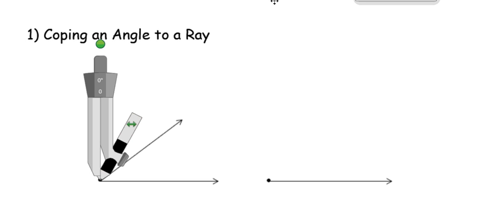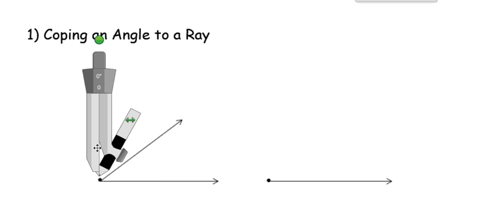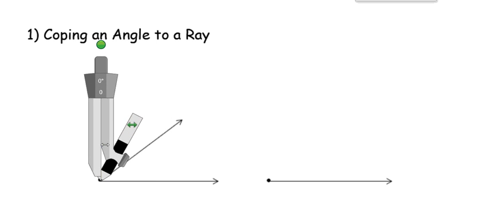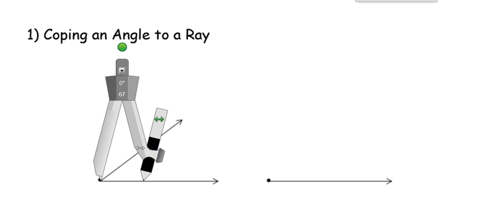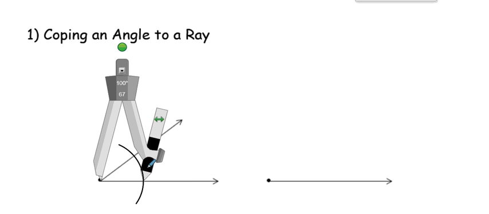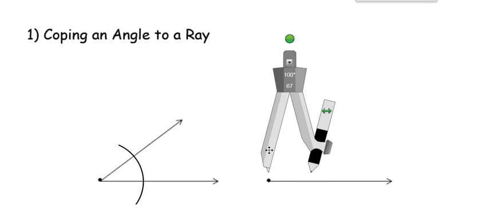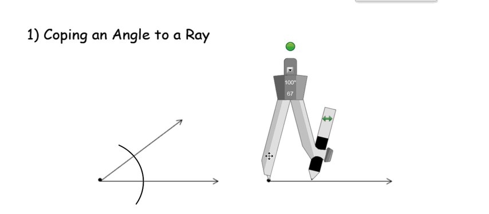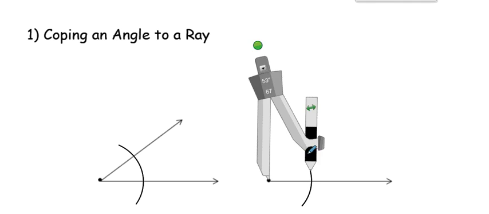For the first construction, we are going to review how to copy an angle to a ray. First, we place the point of our compass on the vertex of the angle, and then we open up our compass to any radius. Then we're going to swing an arc through both rays. Then you're going to copy that radius to the new ray by placing the point of your compass on the new vertex and swinging an arc.